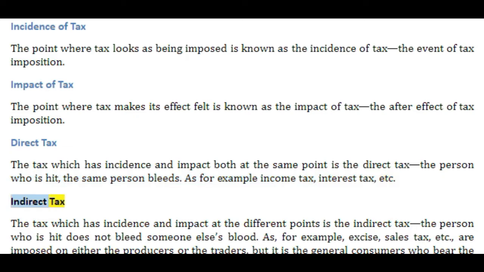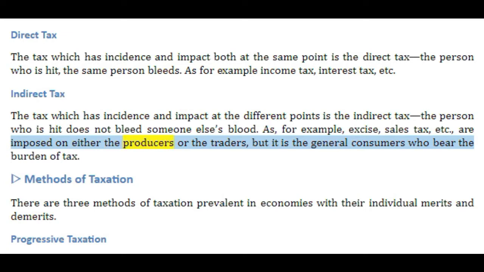Indirect tax. The tax which has incidence and impact at different points is the indirect tax. The person who is hit does not bleed; someone else bleeds. As, for example, excise, sales tax, etc. are imposed on either the producers or the traders, but it is the general consumers who bear the burden of tax.